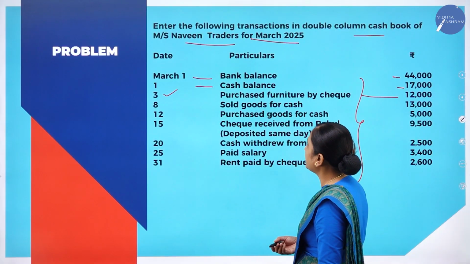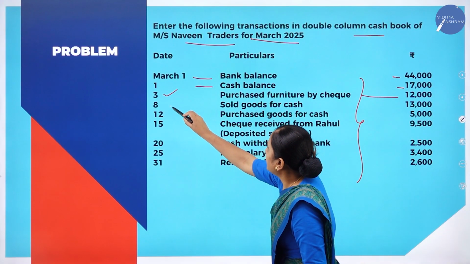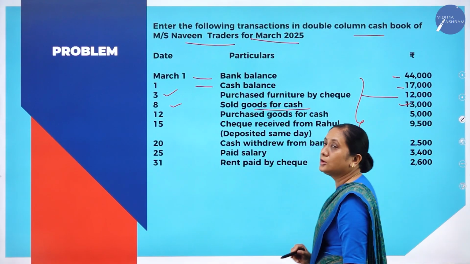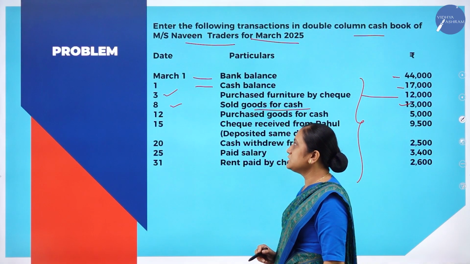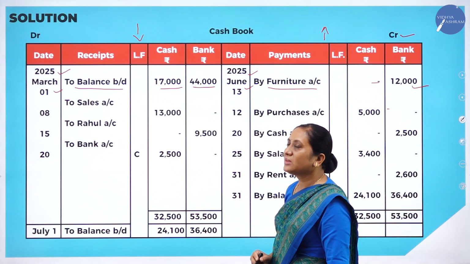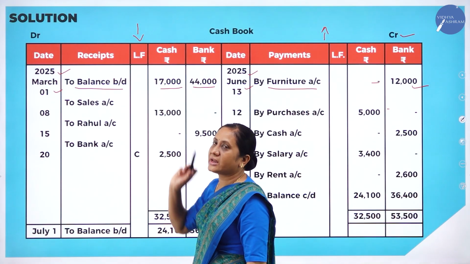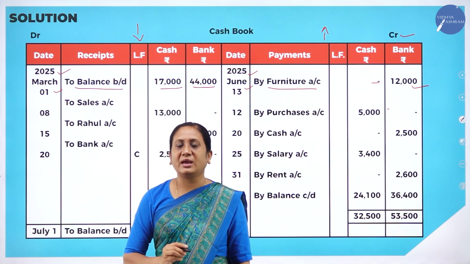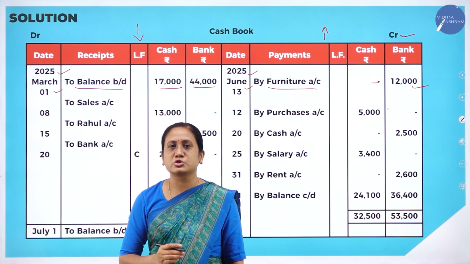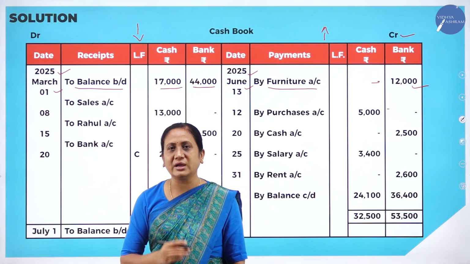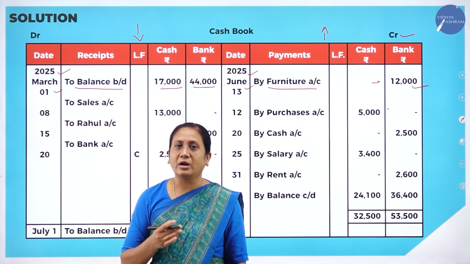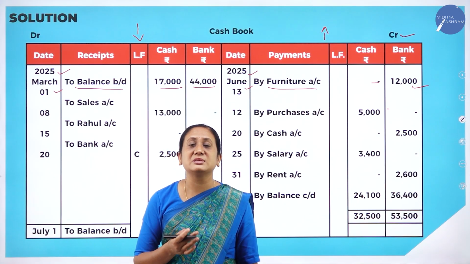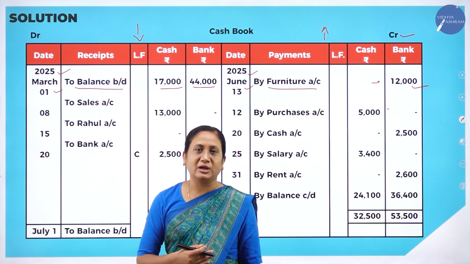We'll look into the next one. March 8, sold goods for cash rupees 13,000. Sold goods for cash. That means sales is taking place. When there is a sale, what is happening to the cash? See here, students, whenever you are preparing the cash book, always you should think of what is happening to the cash, whether cash is coming in or cash is going out. And also the second thing is, you should always think from the business viewpoint. What is happening to the business?